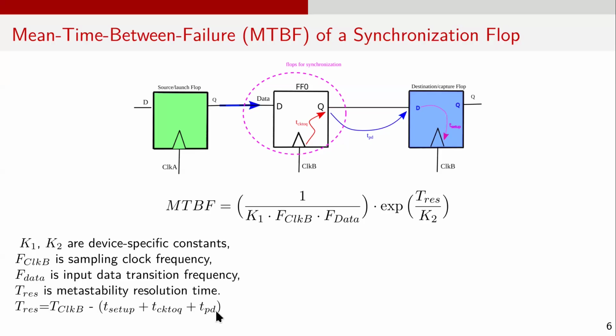From this formula, it is clear that MTBF is inversely proportional to both the sampling clock frequency and the input data transition frequency. If the sampling clock frequency goes up, the MTBF decreases because there are more chances of catching an input data transition in the setup and hold window. Similarly, if the input data toggles more frequently, MTBF decreases. In summary, higher speeds and faster toggling increase metastability risk.